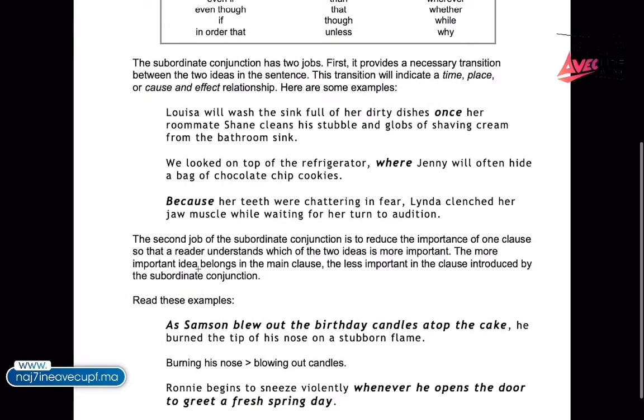Here, more idea belongs to the main clause, meaning less importance in the clause introduced by the subordinate conjunction, by the way. For example, as Samson blew out the birthday candles atop the cake, he burned the tip of his nose on a stubborn flame. So, burning his nose is the main idea, and blowing out candles is less important, okay?